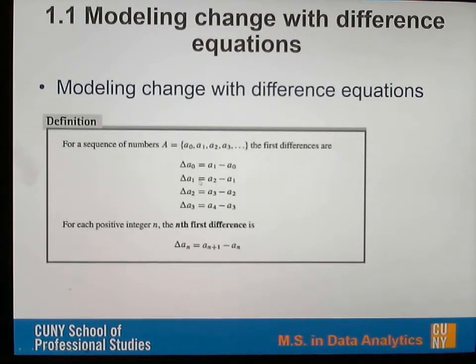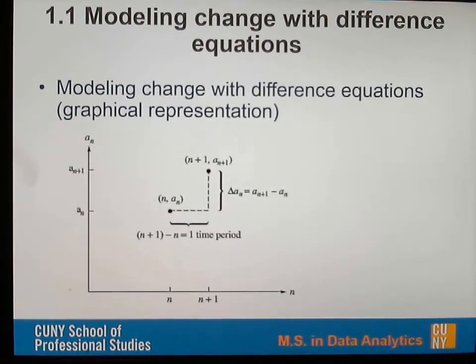If we want to model a change with difference equations, for example, a1 minus a0 is delta a0, a2 minus a1 is delta a1, and so on and so forth, so that the nth first difference is delta an equal to an plus 1 minus an. Some of these definitions probably are not new to you, but in general there are really nice examples in the textbook at the end of the chapter. I hope you can review these so that you have a deeper understanding of the concepts we're talking about.